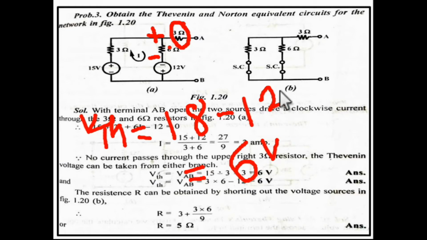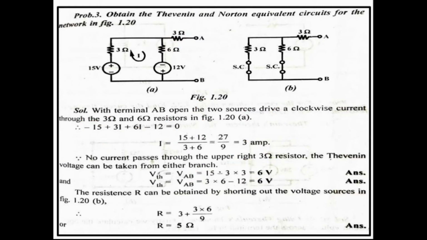Okay, so the answer will be 6 volt. Now you have to find out the RTH. So guys, in order to find out the RTH, you have to place these batteries, okay, with their internal resistances. So short circuit, place a short circuit over here, also place a short circuit over here, and then reduce these resistances from here. Start reduction, reducing from here.